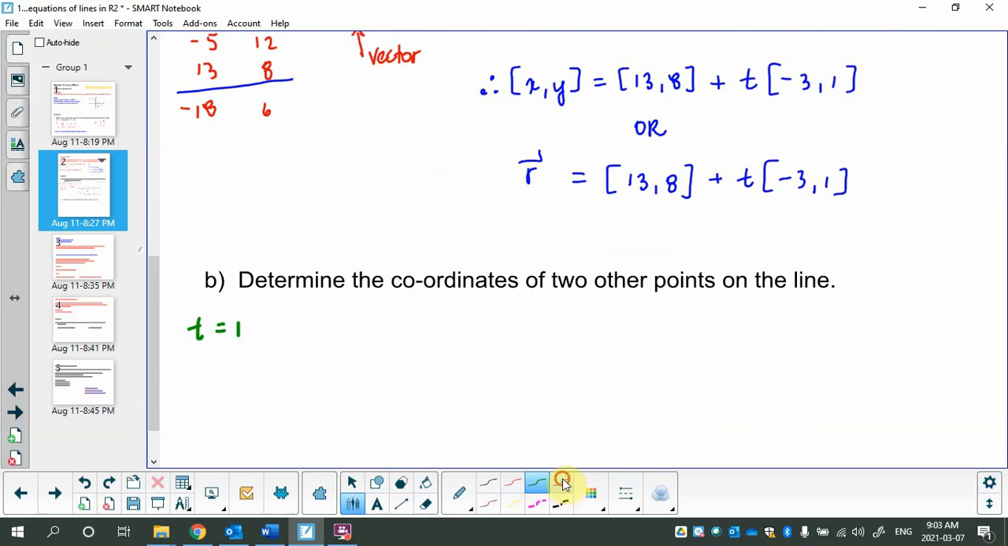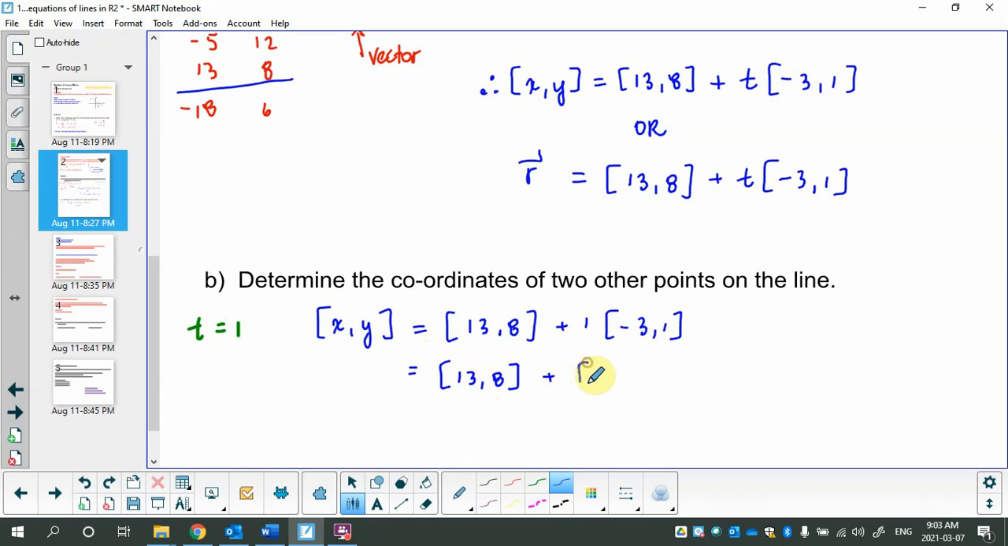So if t is equal to 1, this goes back to the other Cartesian vector unit, where if you have a scalar multiple, you multiply the vector by that number. So 1 times that bracket is itself. And then you add or subtract x values, and you add or subtract y values, depending on what's being asked. And there's another point. We need to pick a second t value to find a second point on the line.